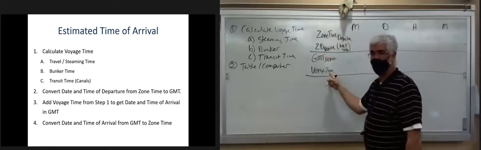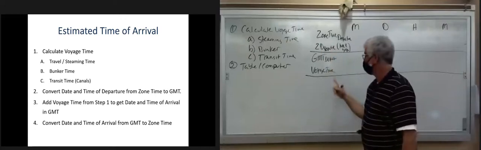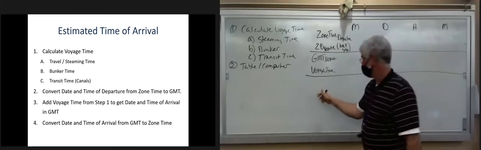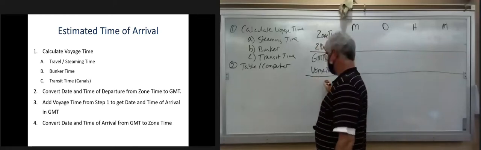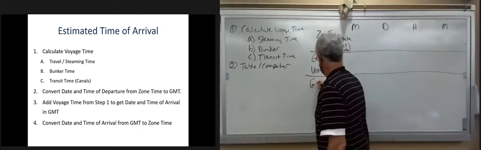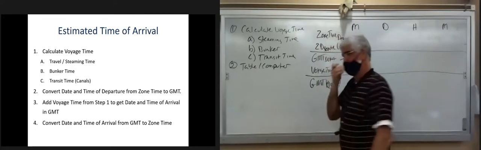Now I add a bunch of days while I'm going brum, brum, brum. What do I get here? Oh, it's arrival. It's GMT of arrival time.